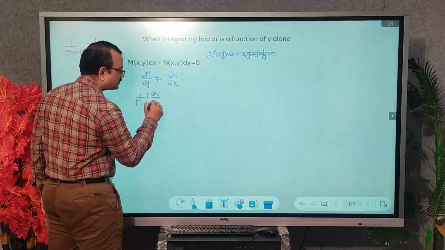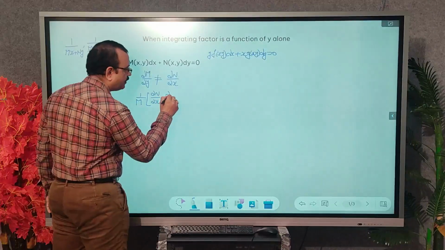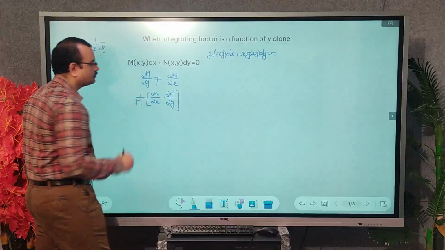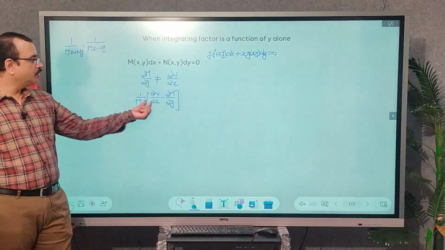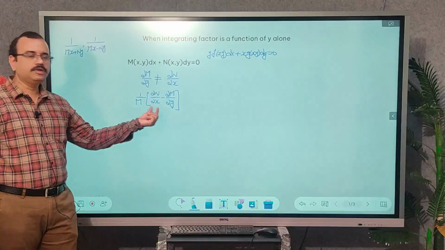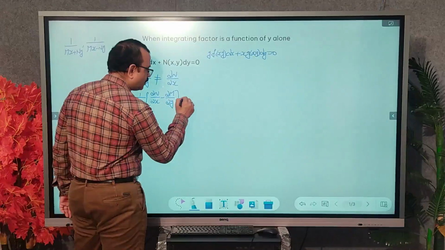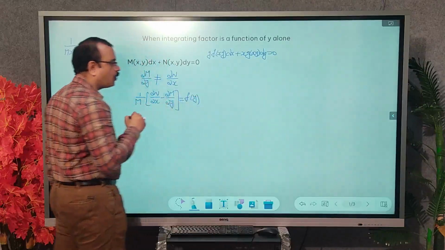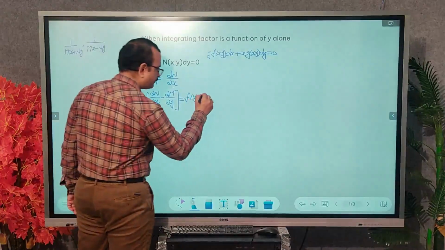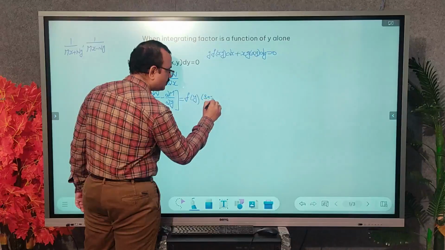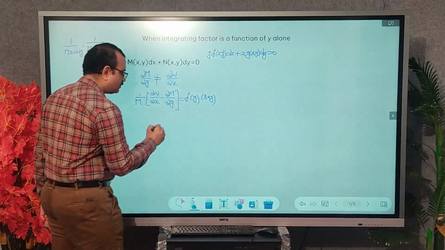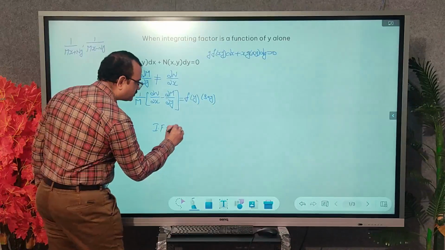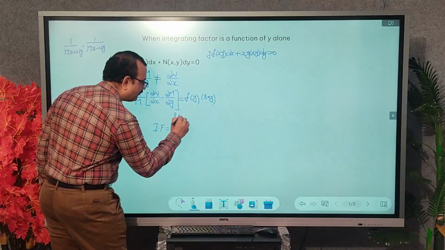1 by m into dou n by dou x minus dou m by dou y. We need to check this value. If this value is a function of y alone, say some f of y, it must be a function of y alone. Then the integrating factor is given as e power integral f of y dy.